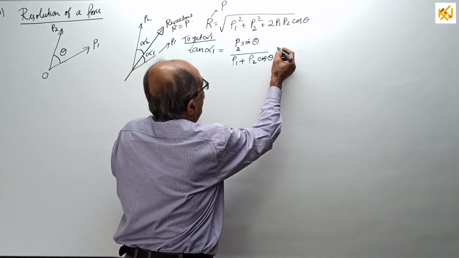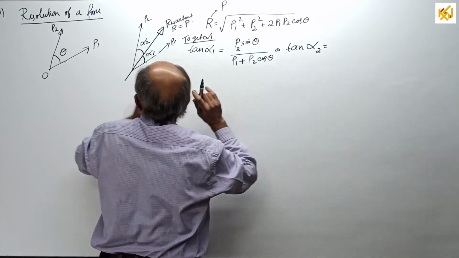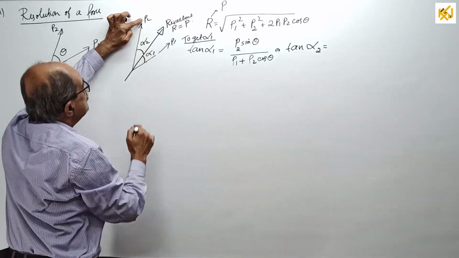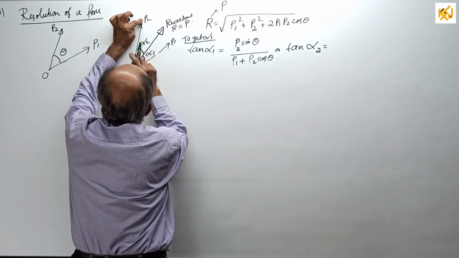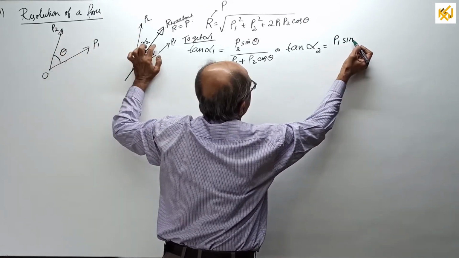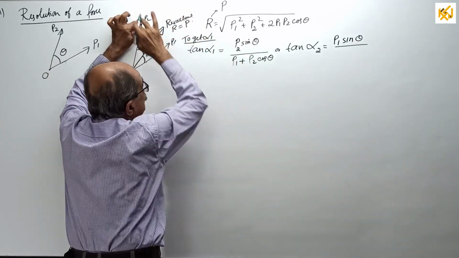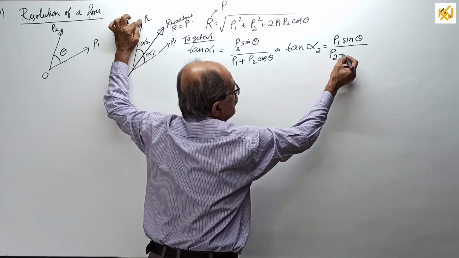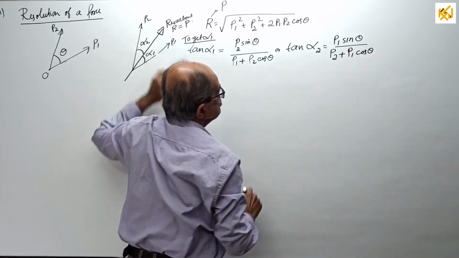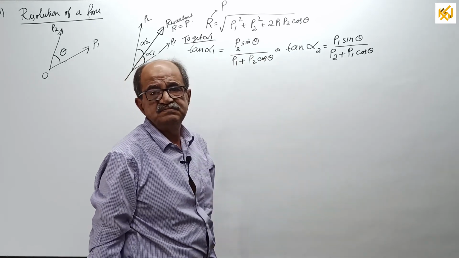And same way, tan alpha 2. That is, we want the angle made by the resultant with the force P2. Then the formula is: other force first, P1 into sine of angle theta, divided by this force P2 plus once again the other force P1 into cos theta. This alpha 1 and alpha 2 together will be theta once again.